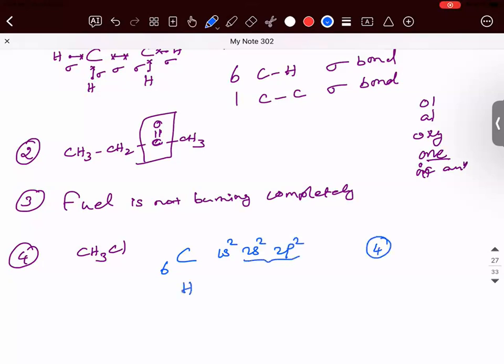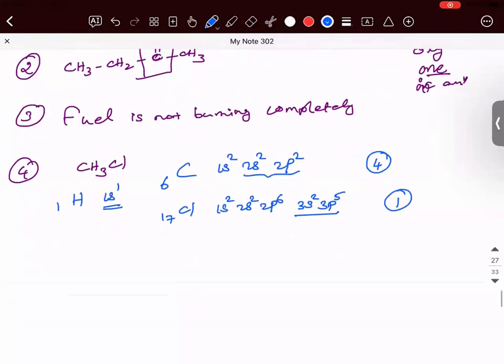And then hydrogen, atomic number 1, 1s1. So it has only 1 electron. When you are taking chlorine atom, the atomic number is 17: 1s2, 2s2, 2p6, 3s2, 3p5. So the valence electron is 7, but the valence will become 1. So how you have to write?